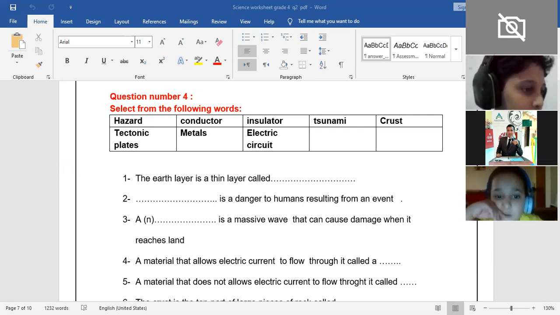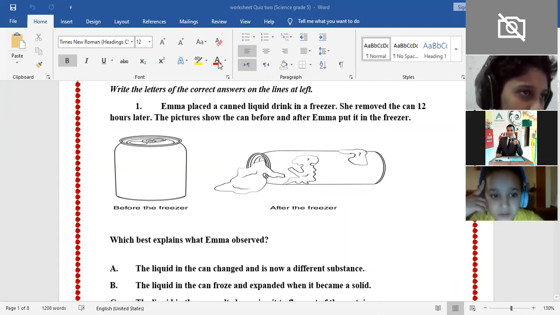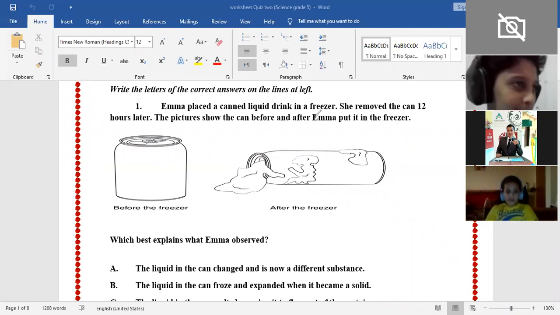Yalla, Ahmed Hussein, say number one. Emma placed a can of liquid in a freezer. She removed the can 12 hours later. The picture shows the can before and after Emma put it in the freezer. Which best explains what Emma observed?